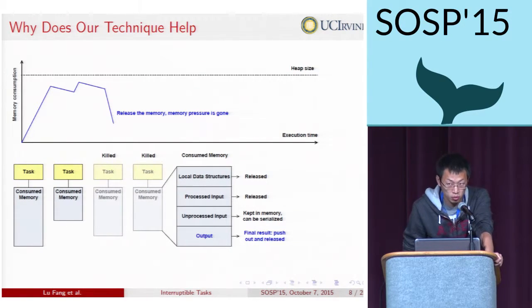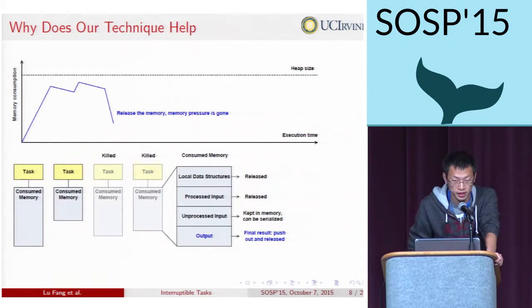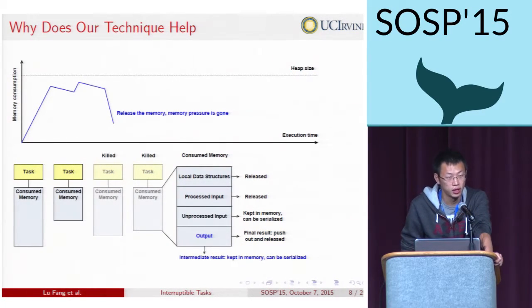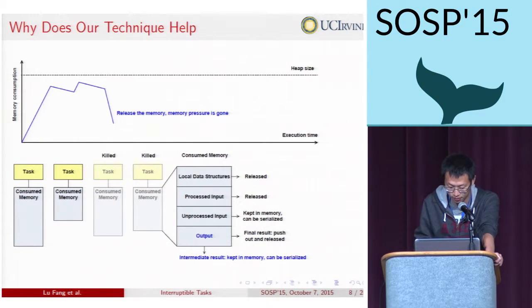There are two kinds of output. If the output can be directly pushed to the next stage, then we call it final result. So we will just push out the final result to the next stage and release the memory. Otherwise, we call it intermediate result because we need another aggregation before we push it out. We can also serialize the intermediate results to the disk to release the memory.